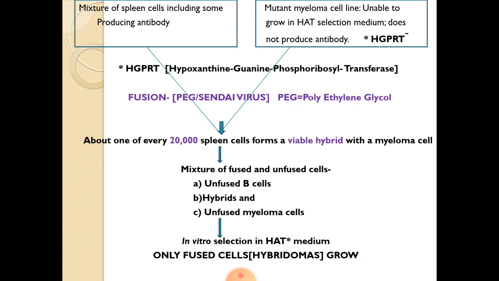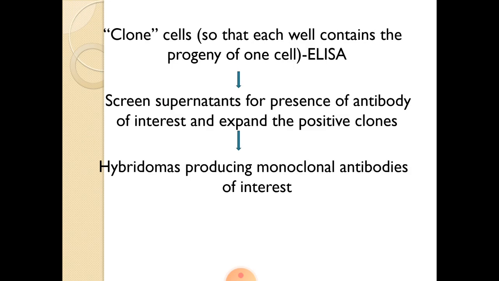The mixture contains unfused B cells, hybrid cells, and unfused myeloma cells. The moment we culture these cells together in HAT medium, we can select only the fused cells, or the hybridomas. Then we can select these cells and clone them, so that each well contains progeny of one cell.